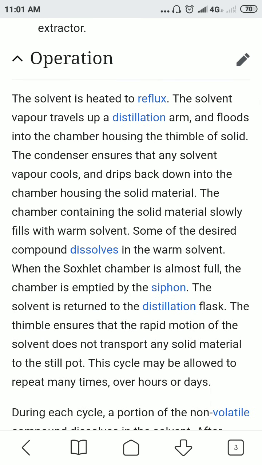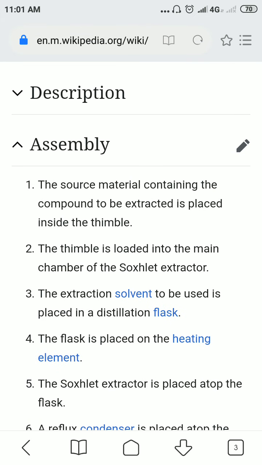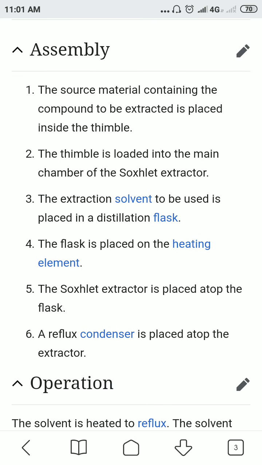Okay, so today we have discussed simple methods like maceration, percolation, and different types of extracts like decoction, infusion, and a short introduction about continuous hot extraction or Soxhlet assembly. So in the next lecture we will discuss the particular details of Soxhlet extraction.